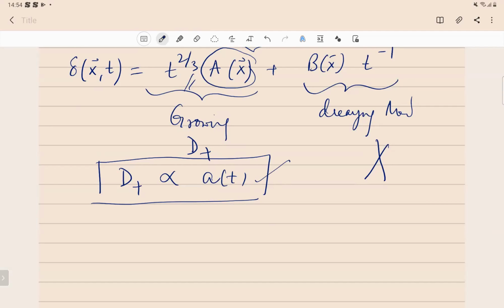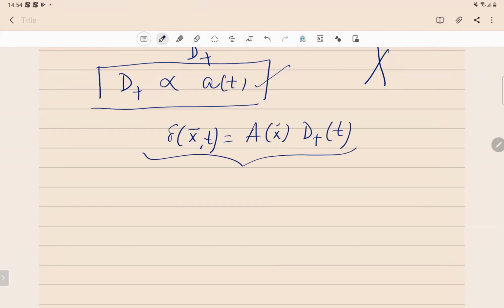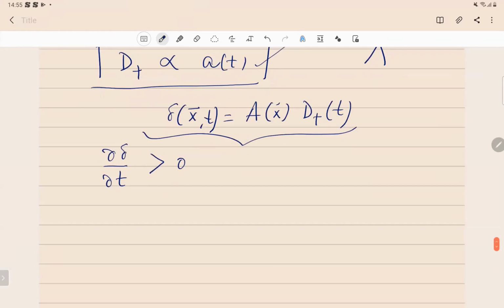Okay, so the next thing we want to study is the other quantity of interest, which is the peculiar velocity. Now, that's going to be of some importance to us. And first, look at the growing mode, for example. So if you have a growing mode, so you have delta x of t is some a of x, and then there is d plus of t, right? So if a fluctuation is growing like this, then you can immediately see that delta dot will be positive.